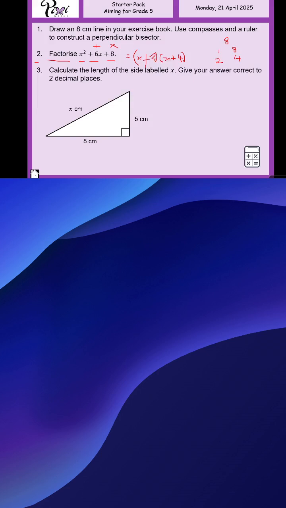So factorizing the quadratic, guys. Revise that if you're unsure. Question 1 I can't do because it requires a compass and a protractor, which I don't have right now. But question number 3, guys.